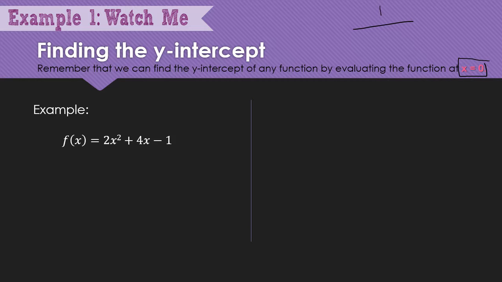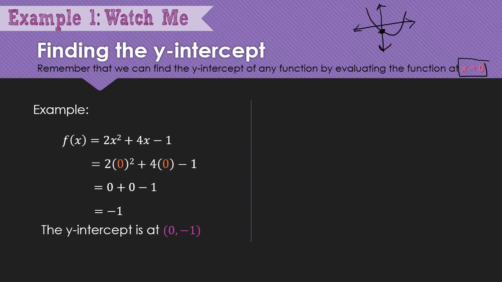When I have a parabola that goes through the y-axis, remember that your x value, you're not moving left or right at all. You're at x equals 0 no matter where you are on that y-axis. So we can go ahead and substitute in 0 for x. So 2 times 0 squared plus 4 times 0 minus 1, and that's just going to equal negative 1 in the end. The cool thing about finding the y-intercept is that your x is always 0.